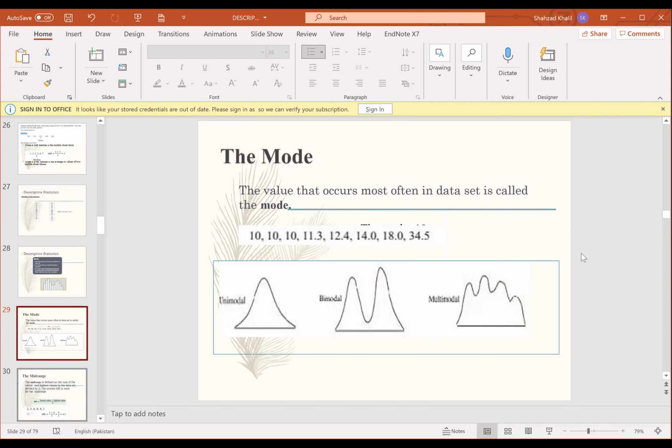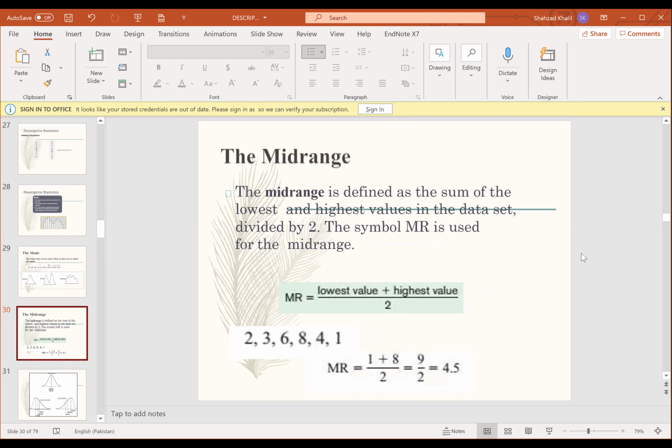Then the mid-range. The mid-range is defined as the sum of the lowest and highest values in the data set divided by 2. The symbol is MR, and this is the formula: lowest value plus highest value divided by 2. In this example, the lowest value is 1 and the highest is 8. We add them up and divide by 2, and this is the mid-range.